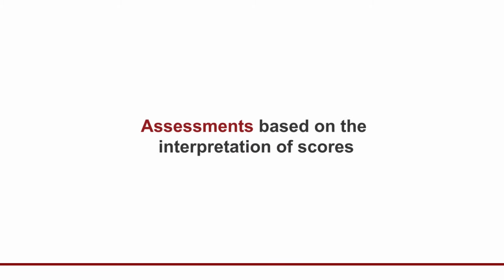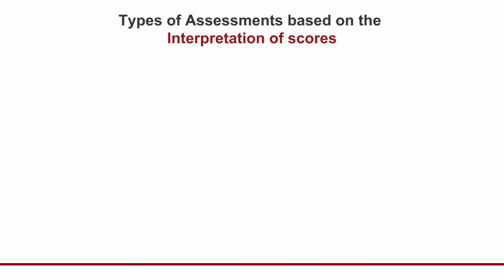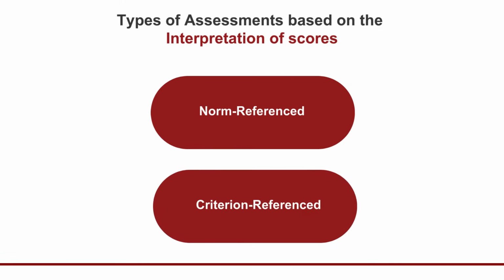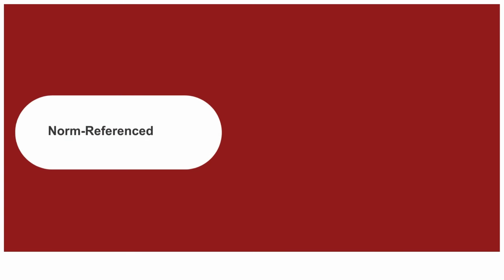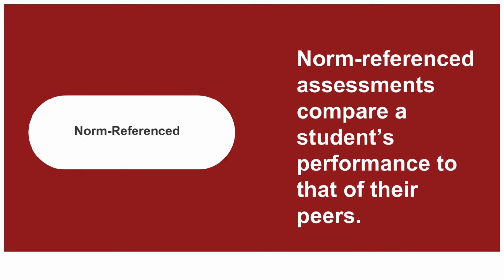Now, let's discuss assessments based on score interpretation. These are evaluations where the results are understood in terms of what the scores represent. There are two main types: norm referenced and criterion referenced. Norm referenced assessments compare a student's performance to that of their classmates.